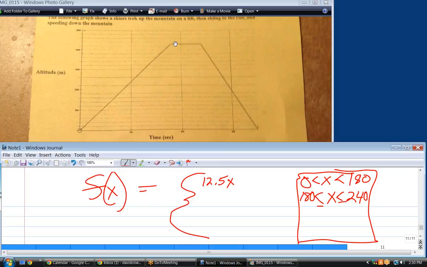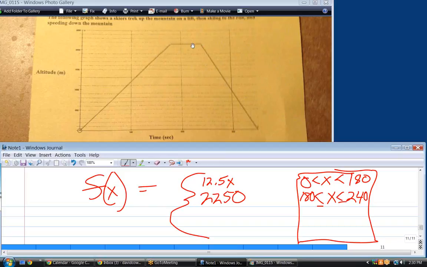So let's put an approximate value of y on that. What do you think it is, Patrick? About 2250. All right, I'll take that. That's the answer. In other words, whenever the time is between 180 and 240, his elevation is a constant, 2250. It doesn't change. That's because he's off the lift and he's skiing to the top of the mountain on a level area.